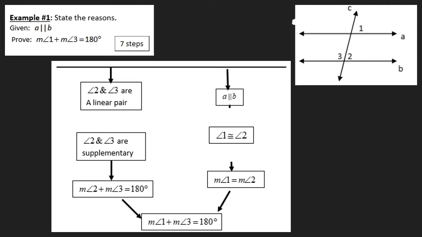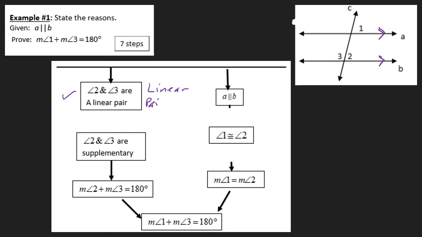So if we look at what we're given, we are given that line A is parallel to line B. When we look at the fact that line A is parallel to line B, that means that we have some congruent and supplementary angle pairs going on in our picture. If we look at the steps they have given, step 1 right here tells you that angle 2 and angle 3 are a linear pair. We know this from a previous section, and it's just the linear pair postulate.